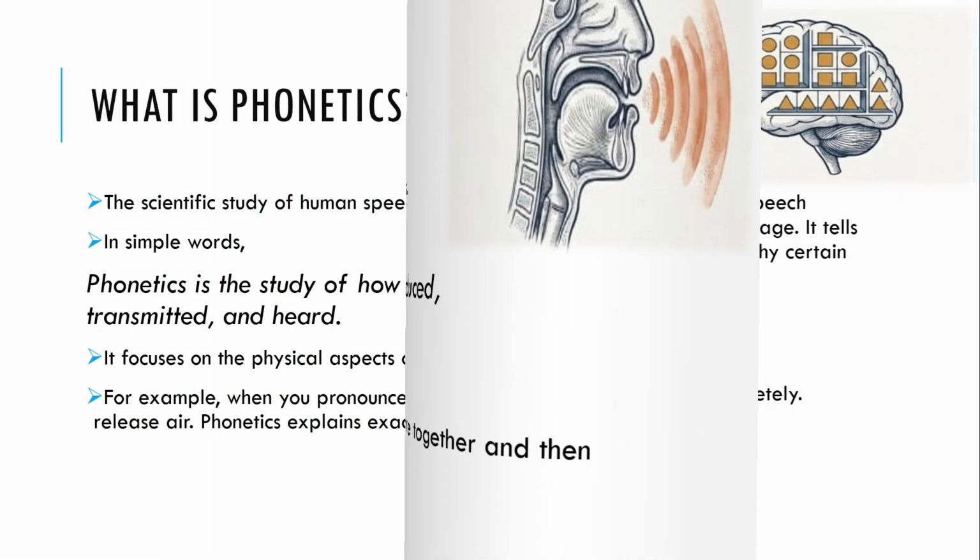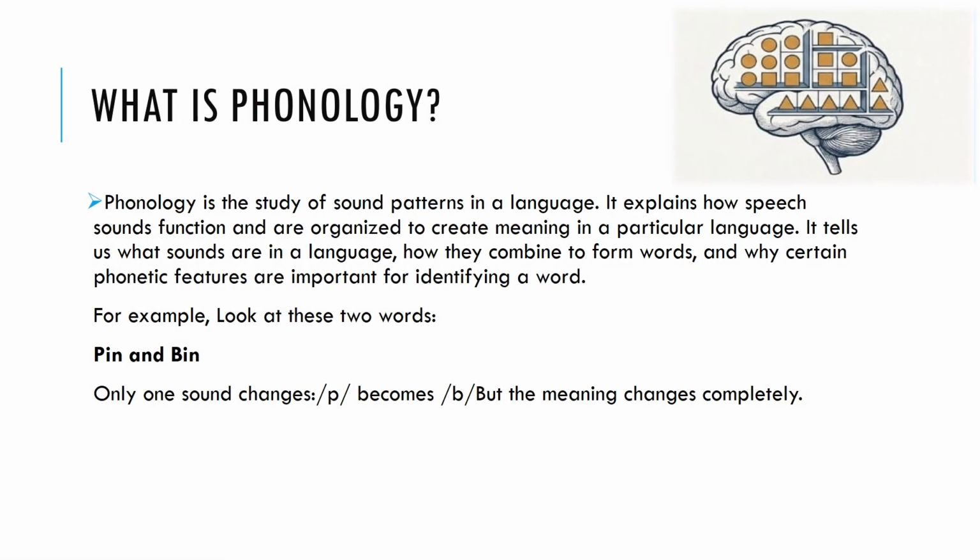On the other hand, phonology is the study of sound patterns in a language. It explains how speech sounds function and are organized to create meaning in a particular language. It tells us what sounds are in a language and how they combine to form words, and why certain phonetic features are important for identifying a word. For example, look at these words pin and bin. Only one sound changes, p becomes b, but the meaning changes completely. This is what phonology studies.